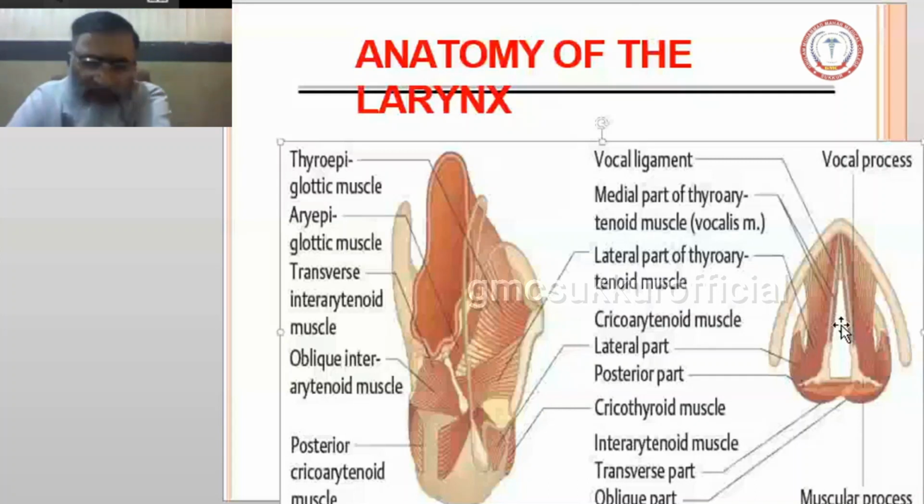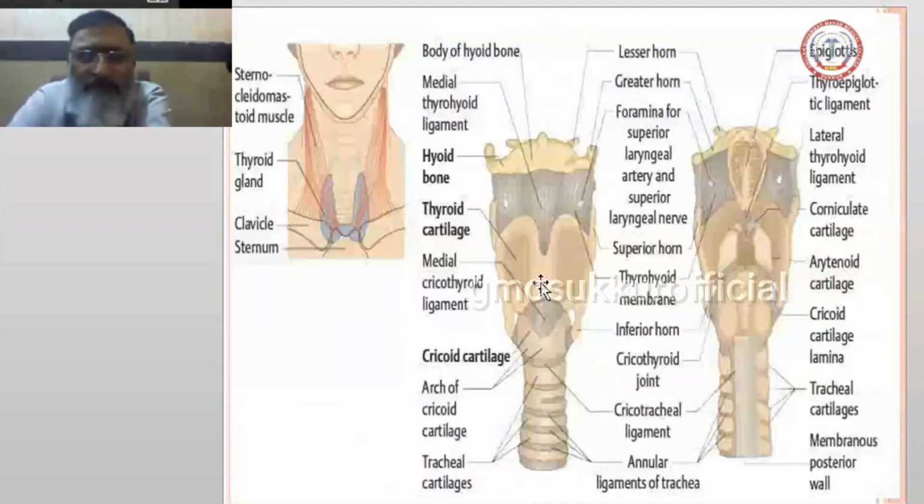Now if you see, you are not getting the slide picture. No, sir. Slides are not showing. Now it is coming. Are you getting the picture? Now you are getting the picture?